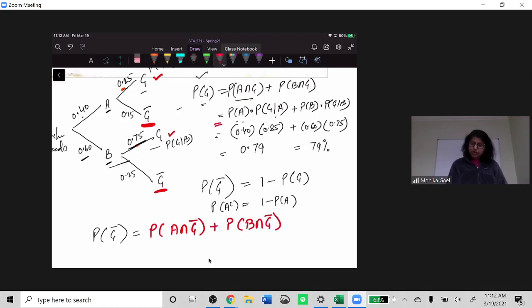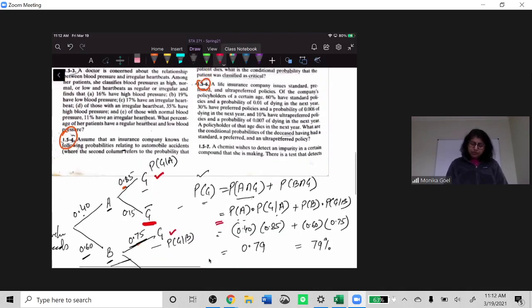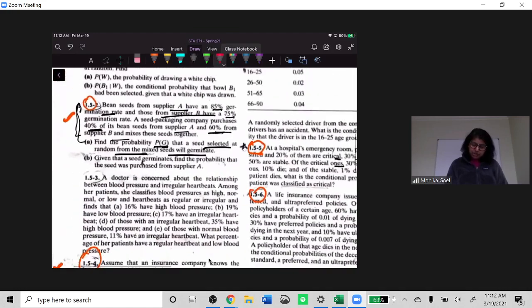And you do the same way what you did, you will get that. Now, this is the first part. The second part, the question is saying, given that the seed germinate, find the probability that the seed was purchased from the supplier A. So given that the seed germinate, this information is given when you read that.